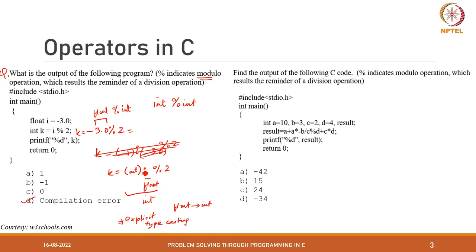So once we do that, this entire thing becomes an int, and then we do a modulo operation with 2, then we'll get an answer of -1. So in that case, when we print out k, we will get the value of -1. Is that clear to everyone? If you have any doubts, you can stop me anytime.